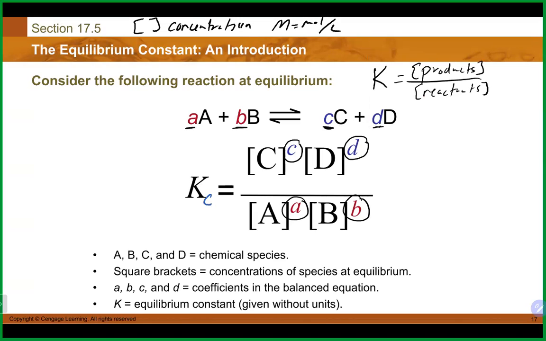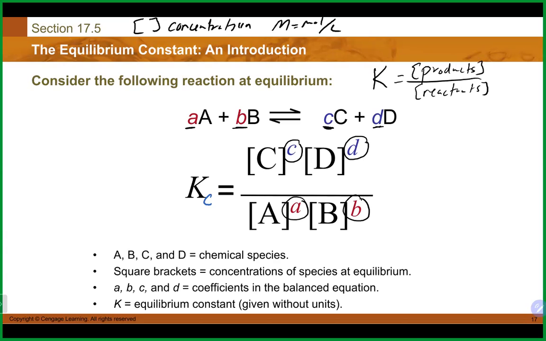C meaning concentration. There's all kinds of K values, Kc, Kp, Kw, Ksp, Kf, Ka, Kb, you know, you could keep going on and on. But they're all basically the same thing. They're all basically products over reactants.